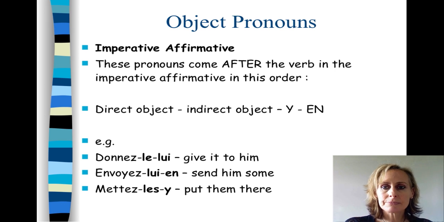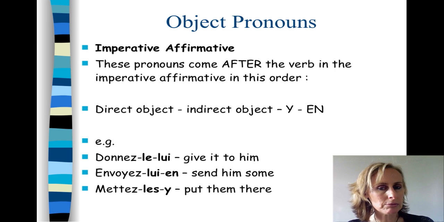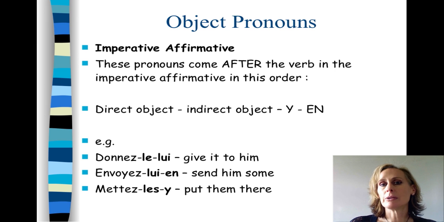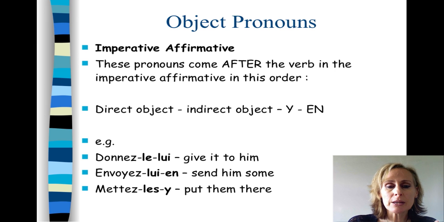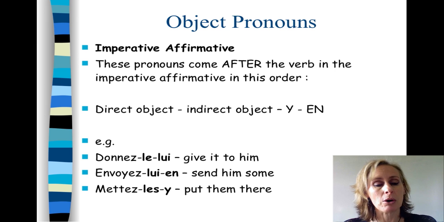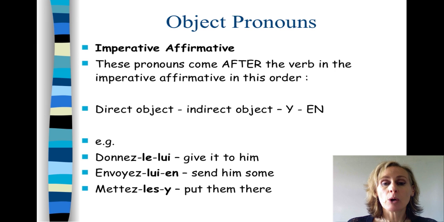But the rule is now simplified. You have the verb, direct object, indirect object, y and en. It's pretty simple. So here are some examples. Donnez-le lui. Give it to him. Donnez, we've got the verb, le, the direct object, lui, indirect object, and we're done. And I should have put a little exclamation mark there because we're talking about the imperative. Envoyez-lui en. Send him some. Lui, of course, the indirect object must come before en. Mettez-les-y. Put them there. We have the verb, then a direct object, and then y.